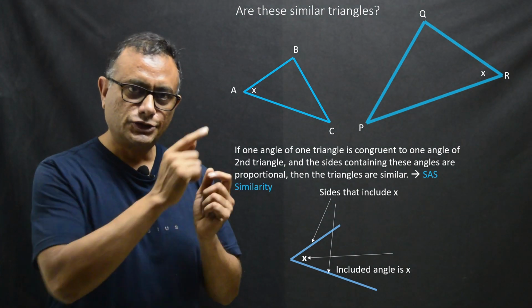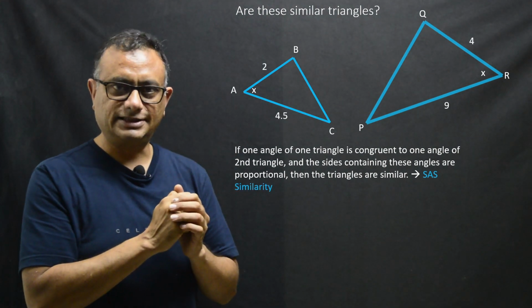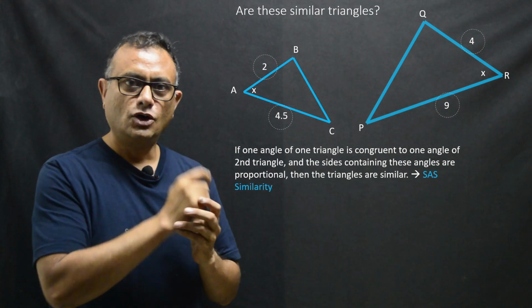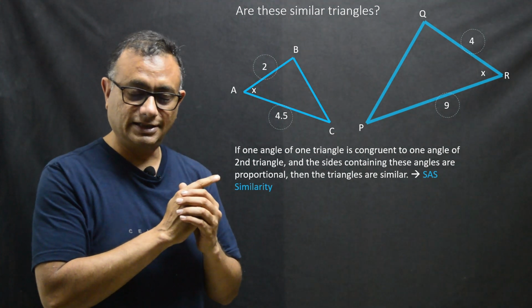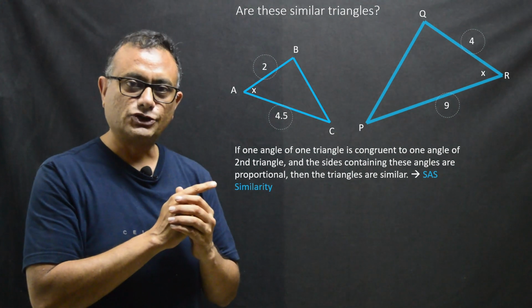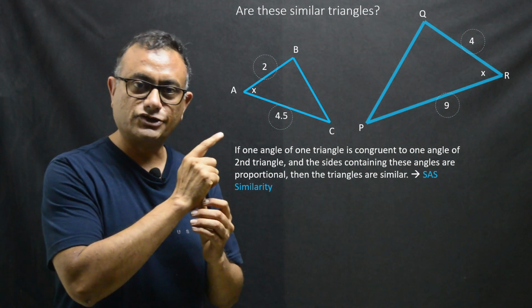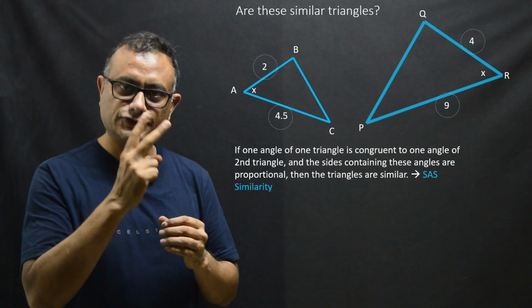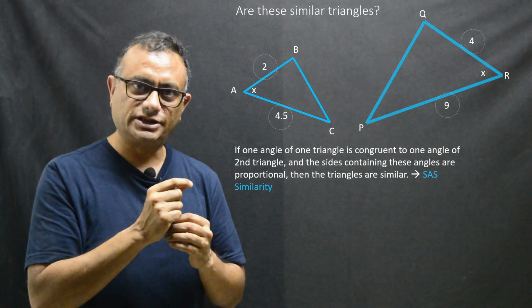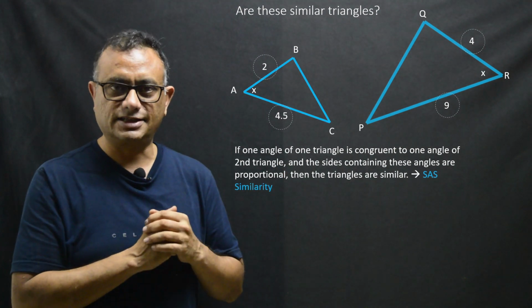So here 2 and 4.5 are the sides that include the angle x, and in the second triangle 4 and 9 are the sides that include the angle x. So if these sides are in proportion to each other, so here it is 4 divided by 2 is 2, 9 divided by 4.5 is also 2. If they are in proportion to each other, through this SAS similarity, we can say that these 2 triangles are similar to each other. I hope you have understood this.